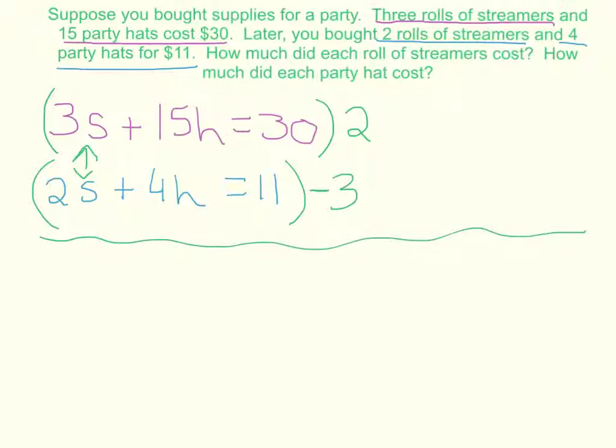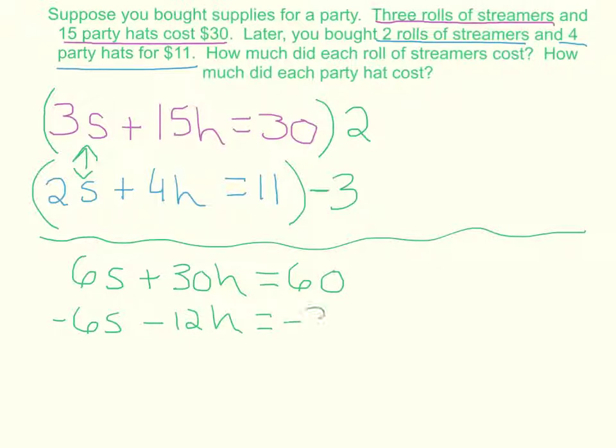So if I multiply the top equation, I'll have 6S plus 30H equals 60. And then multiply negative 3 by everything, so it's negative 6S minus 12H equals a negative 33. And I'm going to add these 2 equations together to cancel out the variable S.